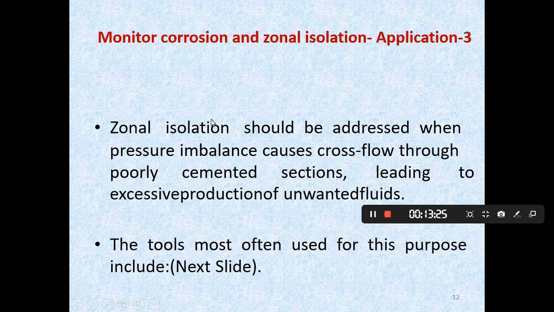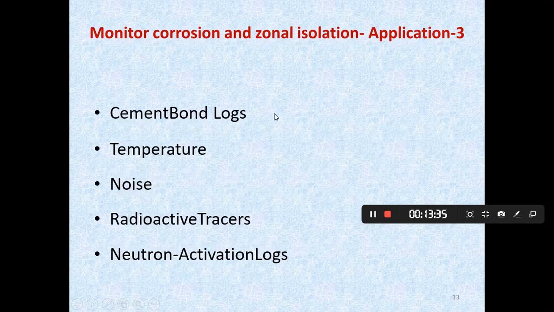Zonal isolation is needed because we don't want fluid to go from one place to another, and at the surface we may be thinking about what the real problem is. So we have to diagnose what the issue is here. What are the tools that are used? Cement bond logs, temperature logs, noise logs, radioactive tracers, and so on.